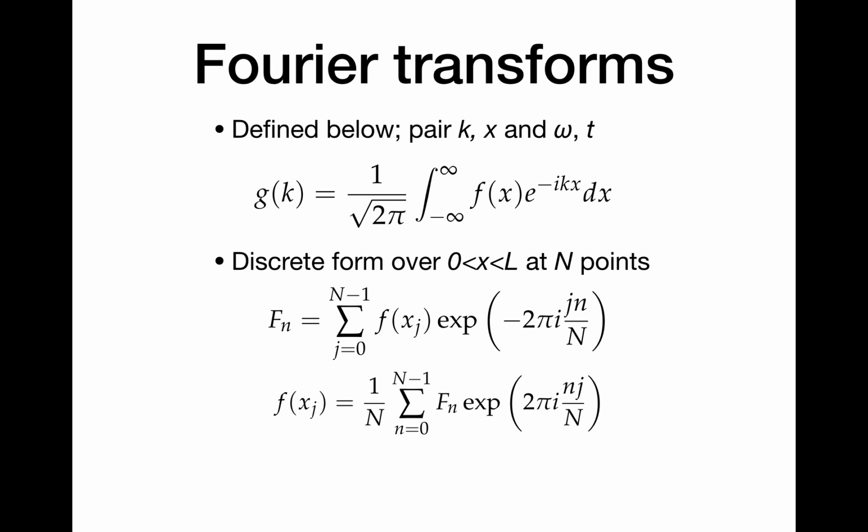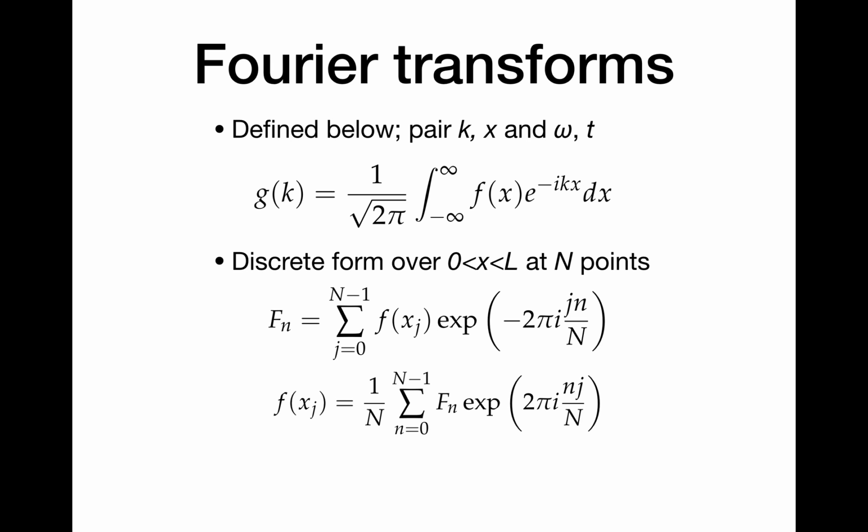And you can go in the opposite direction. You can do the inverse transform, as shown in the final equation. Little f of x j is given by 1 over capital N, and then you've got a sum from 0 to N minus 1 of capital F n times the exponential of 2 pi i little n j over capital N. So those are the Fourier transform pairs.